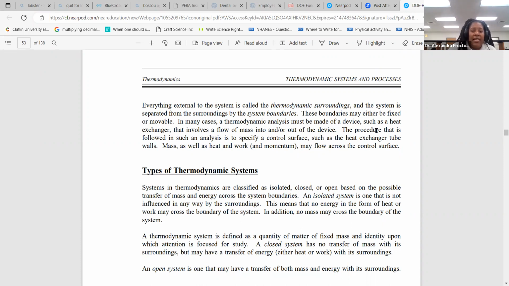And so the boundaries can either be fixed or movable. In many cases, thermodynamic analysis must be made of a device such as a heat exchanger that involves flow of mass into and out of the device. A procedure that is followed in the analysis is to specify a control surface, such as the heat exchanger tube walls.